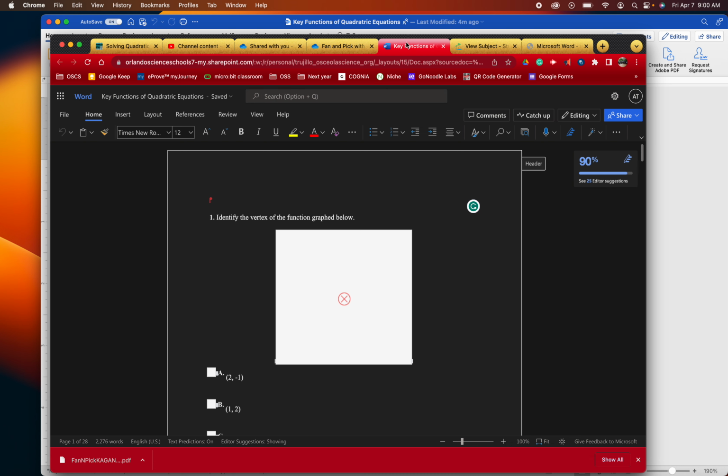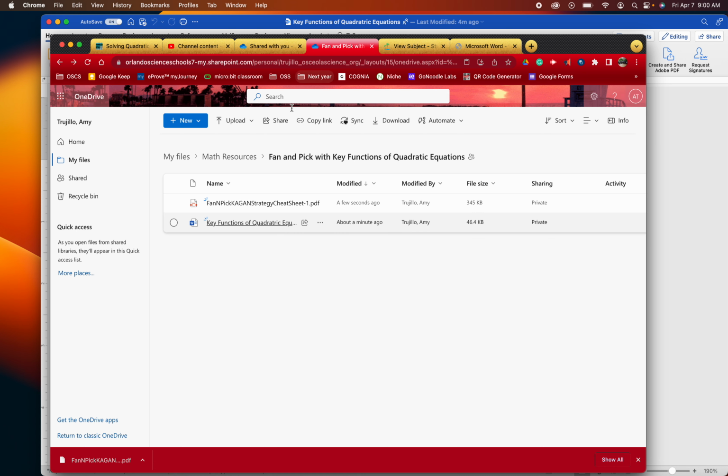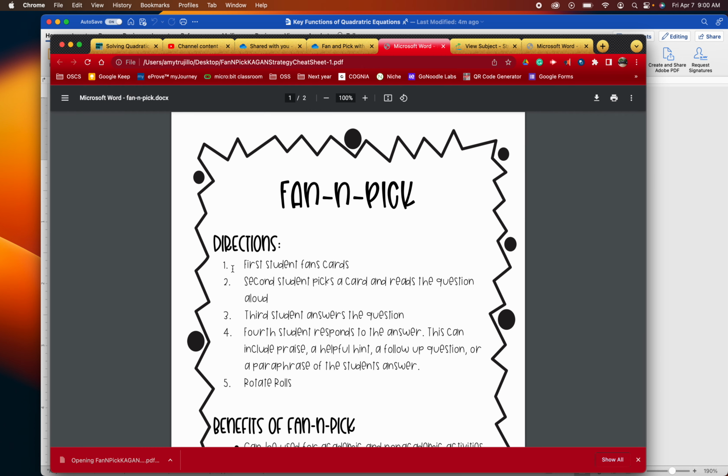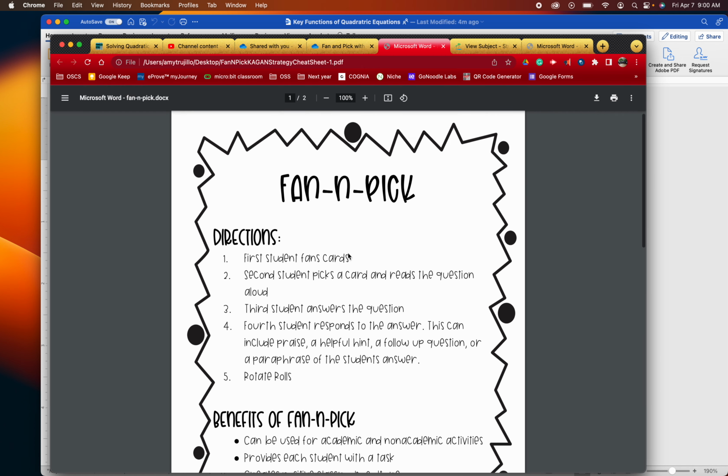So fan and pick, let me find the fan and pick one. Let me just open it here. So this is a good one if you don't want them to get up. You know what? This is a class that cannot handle walking around the room. We're going to sit, but we're still going to do some engagement and some Kagan strategies.